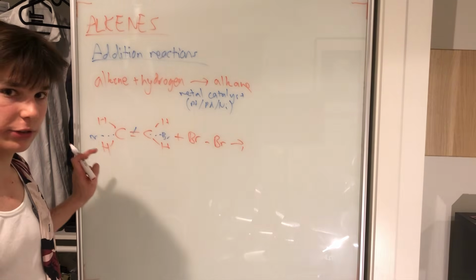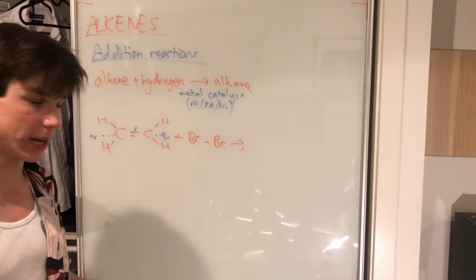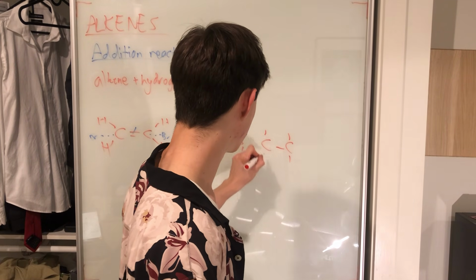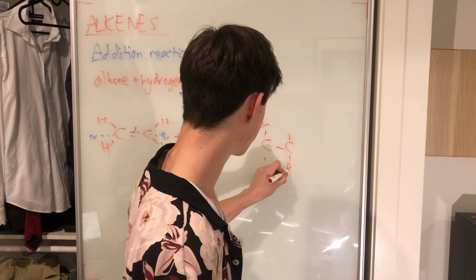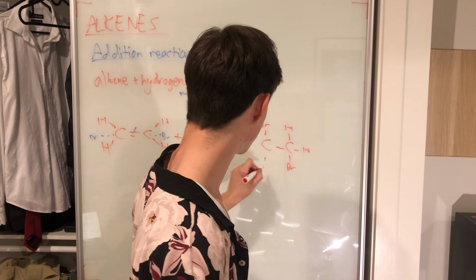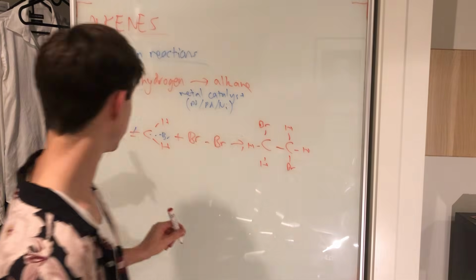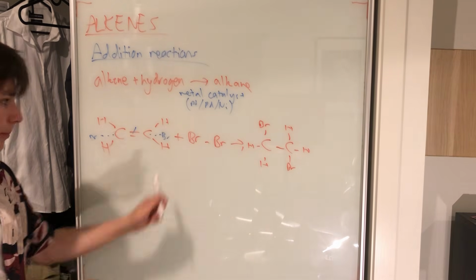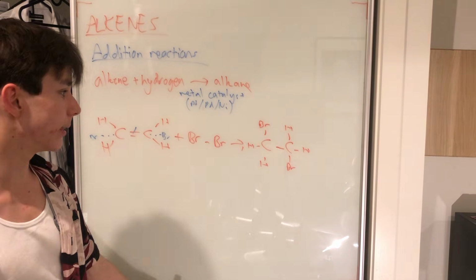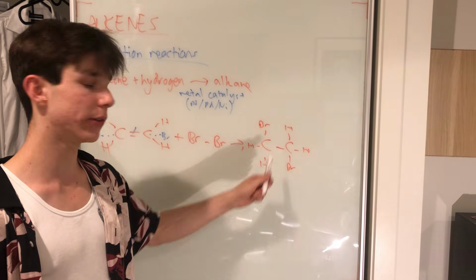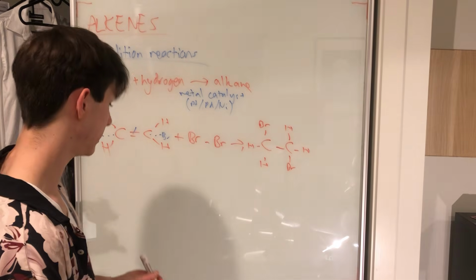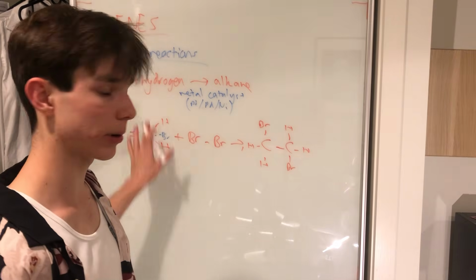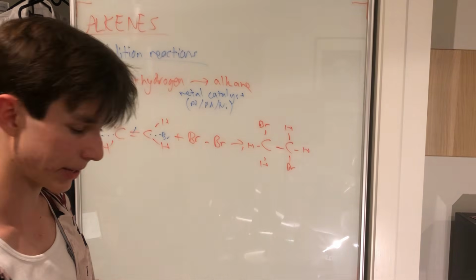We've added 2 halogen atoms, so we're going to get a dihaloalkane, yeah? Maybe I'll put one up there, one down there. So we've got ethene plus bromine gives you 1,2-dibromoethane, yeah? Again, no byproduct. We haven't taken any atoms out, we've only added atoms in.